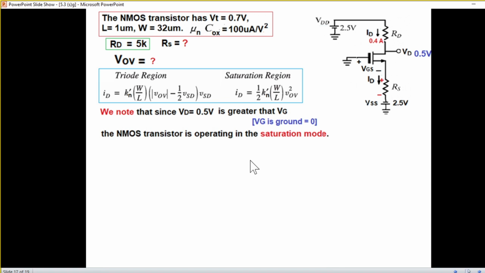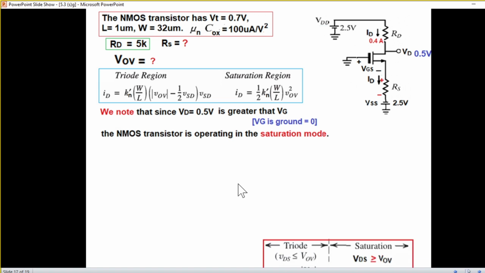Now in the book, he has just commented that since VD is 0.5, which is greater than VG, which is actually ground 0, the NMOS transistor is operating in saturation mode. Now, this, at least I'm not convinced how to conclude this. There might be some other formulas, but I'll follow what we have just learned.